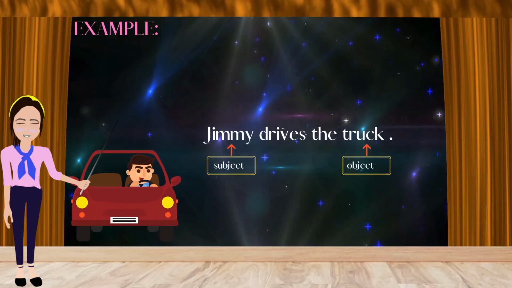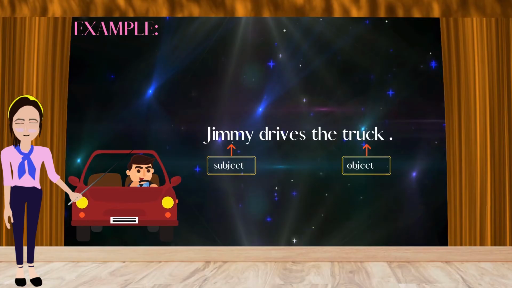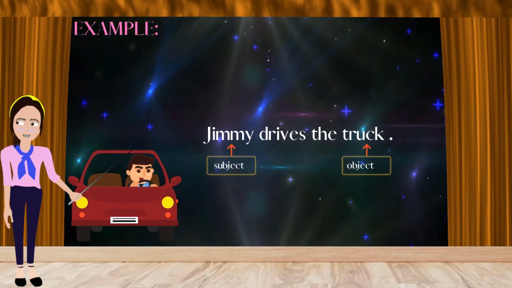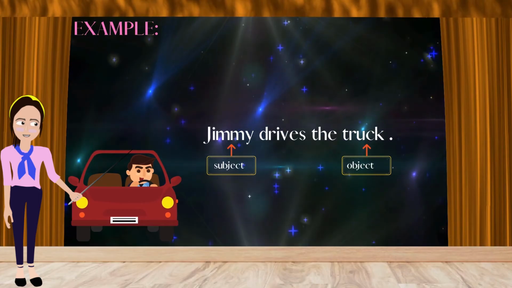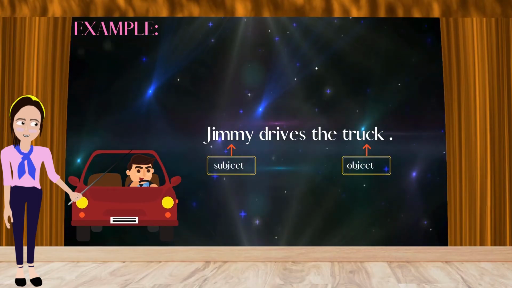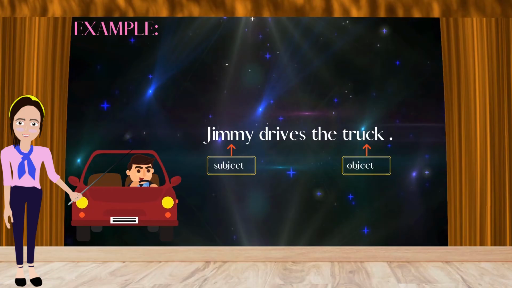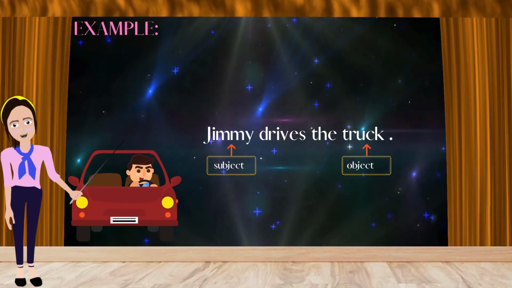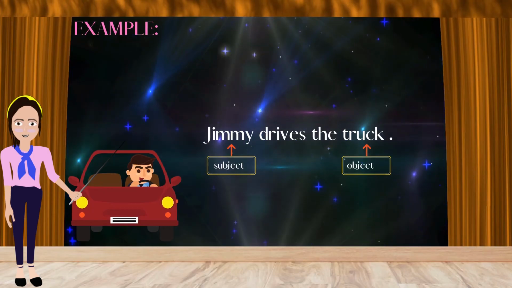In the second example, Jimmy drives the truck. We learned that Jimmy is the subject of the sentence. We can now ask, what is Jimmy driving? The answer is truck. So, truck is the object of the sentence.